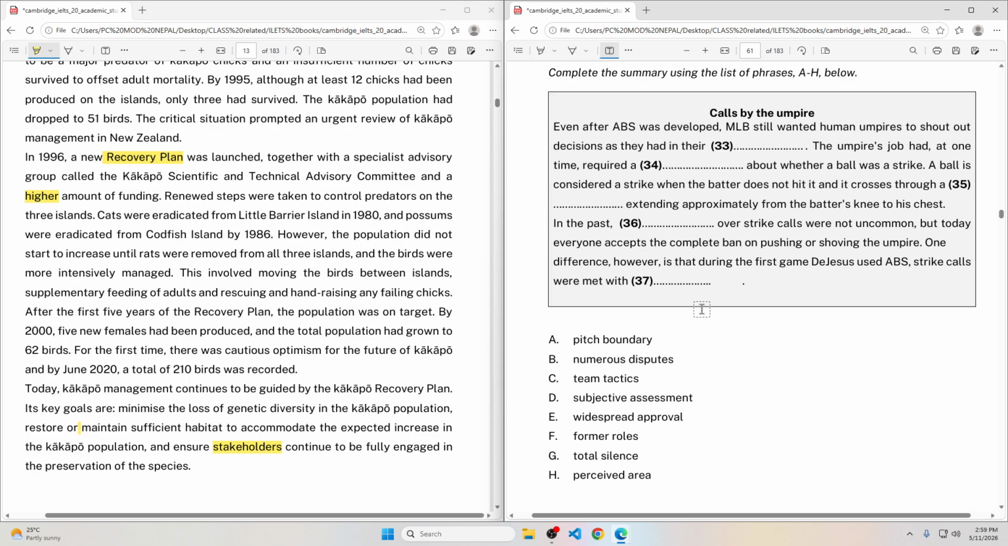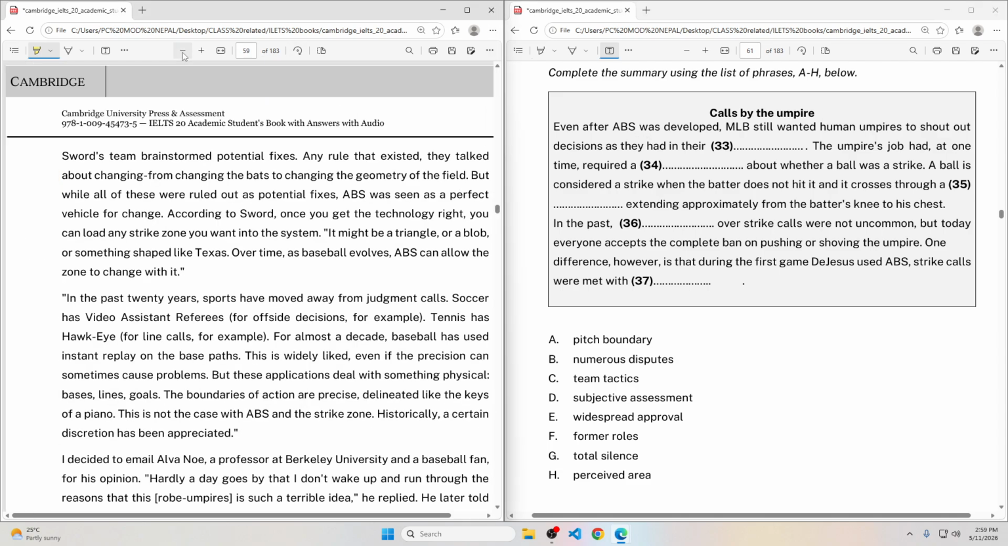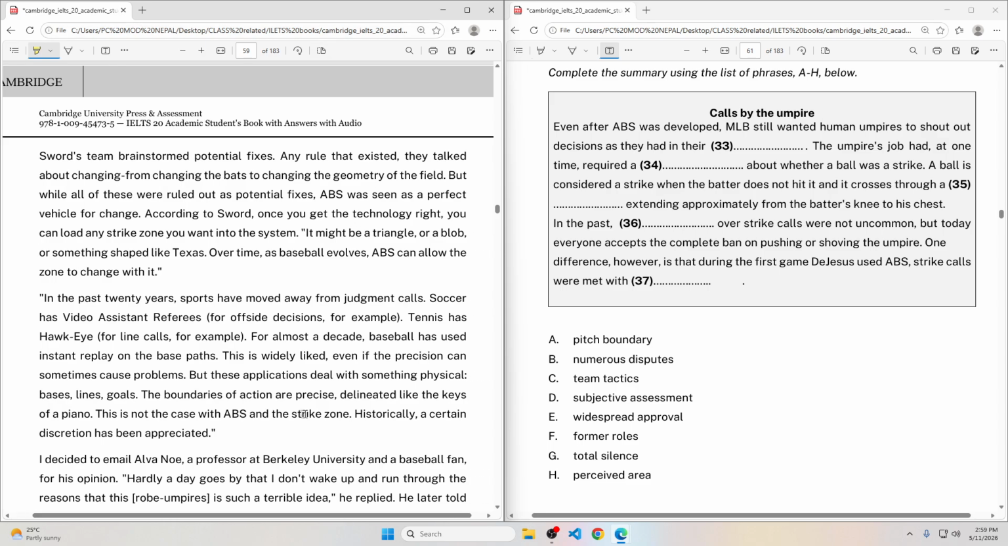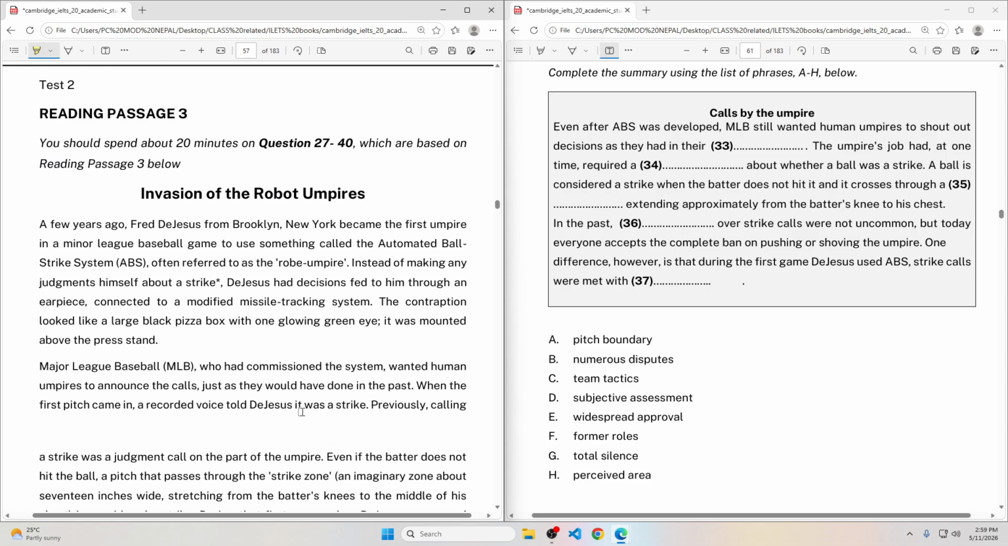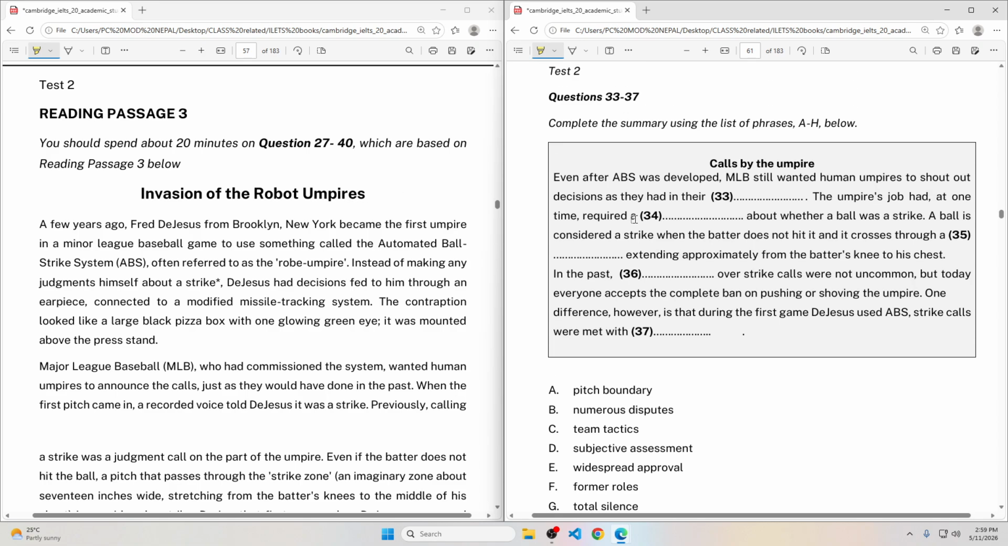Okay, this one. This is page number 61. So let's go to somewhere around 59. Okay. So this is for question number 27 to 30, our last passage. And this is question number 33 to 37, which means these are related. Our heading of the passage is Invasion of the Robot Umpires. Robot umpires. We can choose one option.